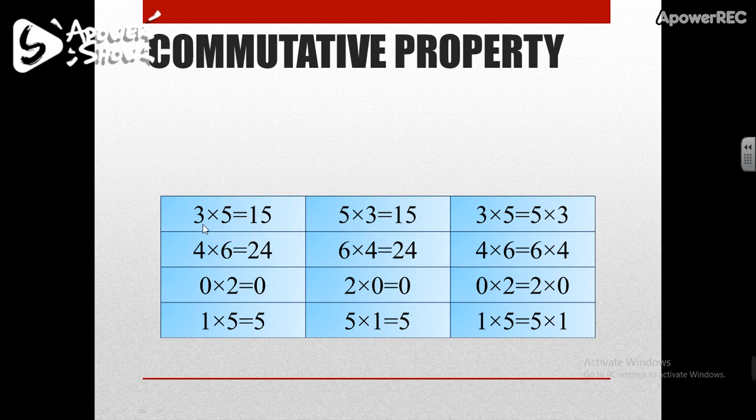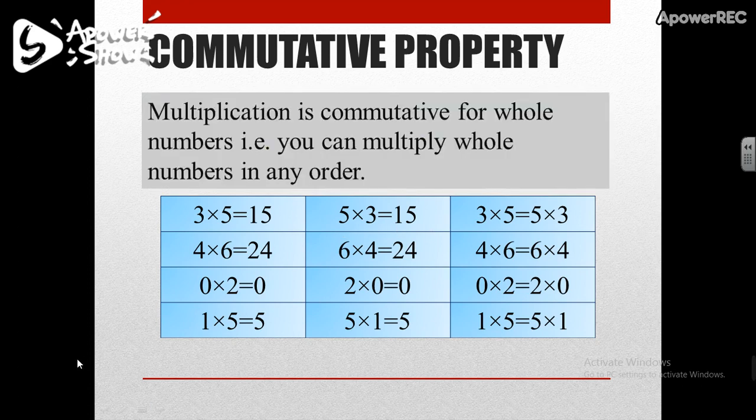So I am just reversing their order. In the first one, this is 3 multiplied by 5, and in the second one we have 5 multiplied by 3. So order is reversed. So 5 multiplied by 3 is equal to 15. That means 3 multiplied by 5 equals 5 multiplied by 3.